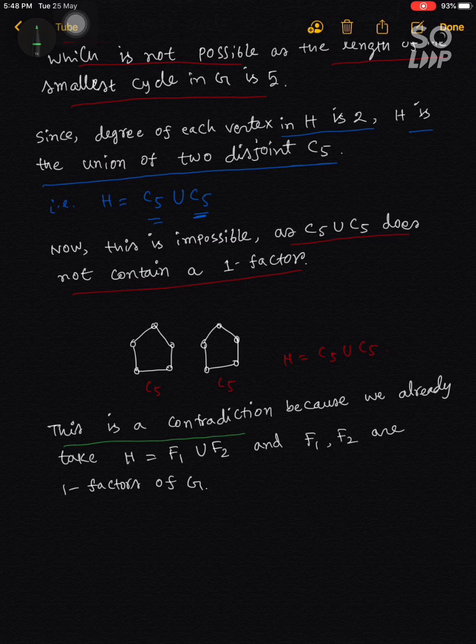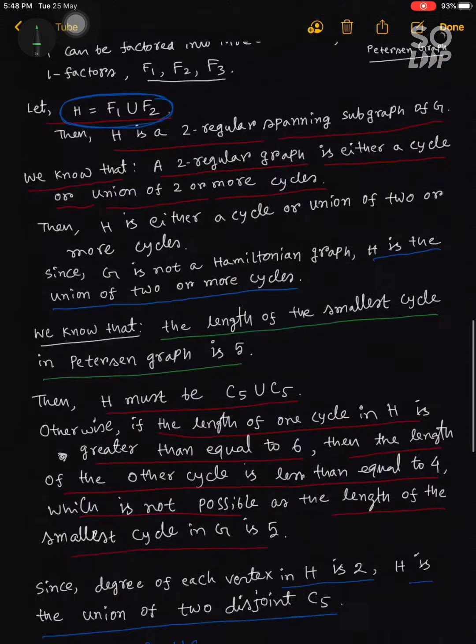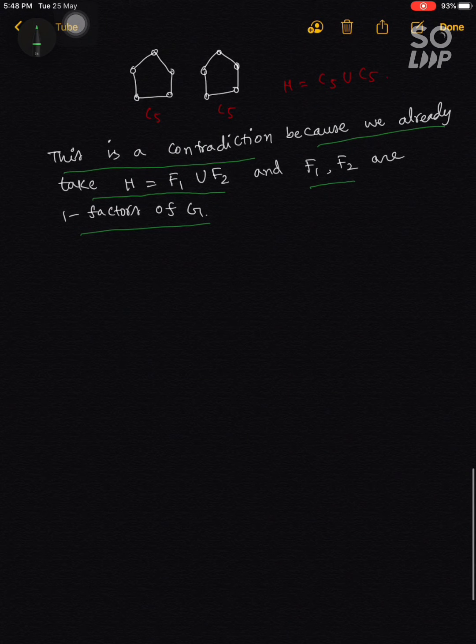This is a contradiction because we already took H equal to f1 union f2, where f1 and f2 are 1-factors of G. So our assumption was wrong. Thus G is not 1-factorable.